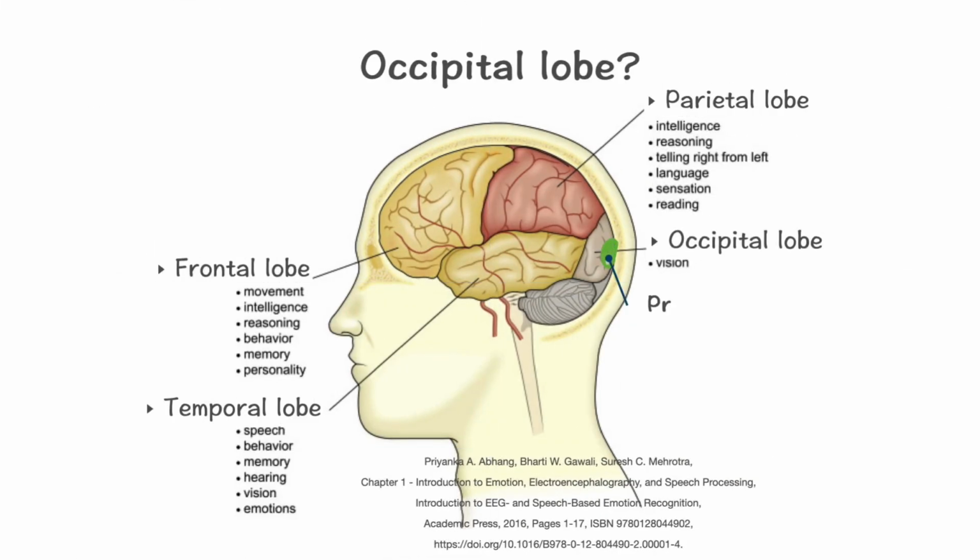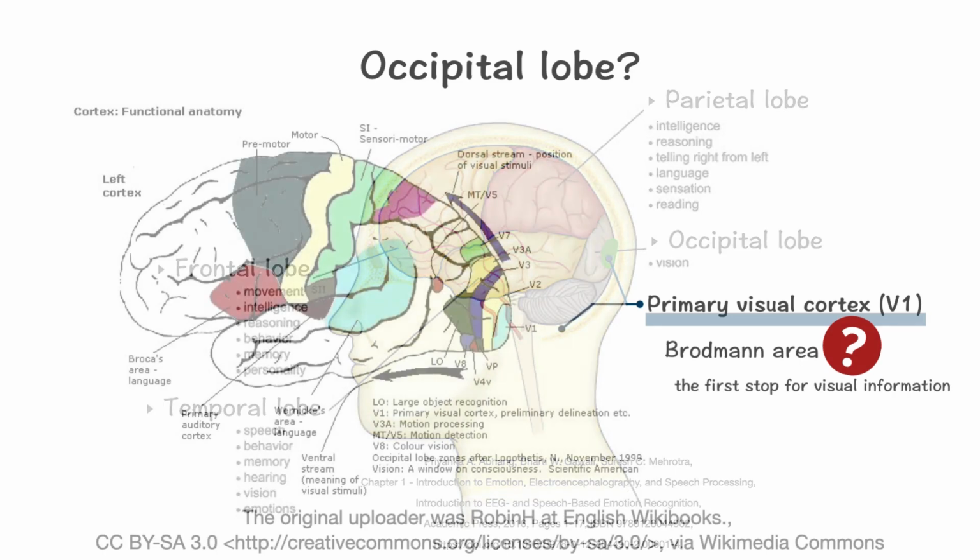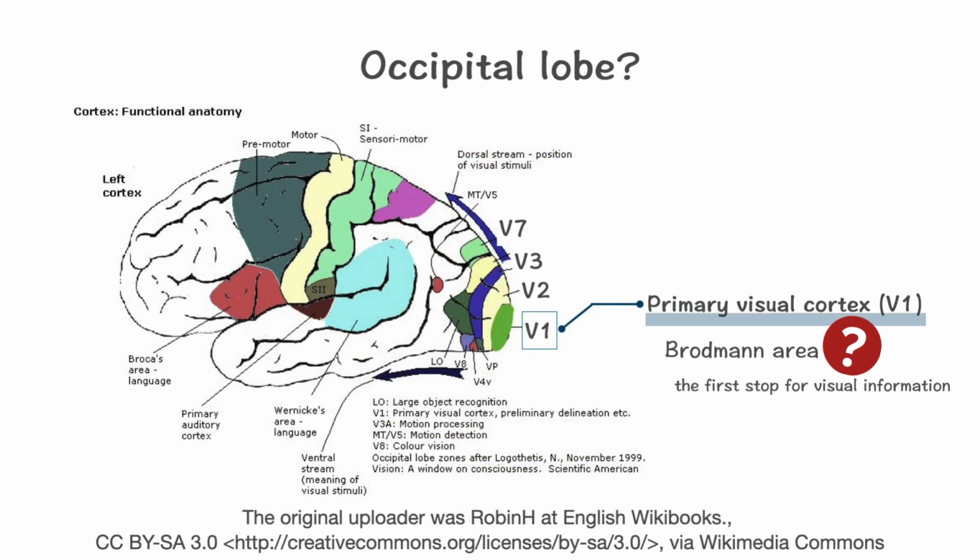The visual cortex is currently divided into 5 major areas. The primary visual cortex, V1, is where visual information is first processed. The primary visual cortex, V1, is also known as Brodmann Area 17.